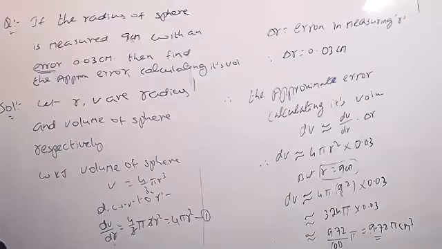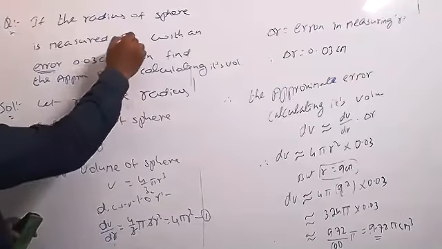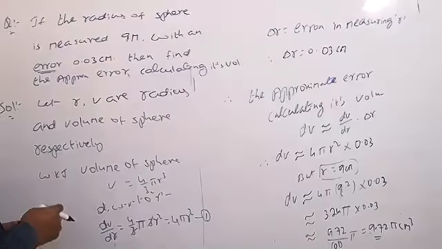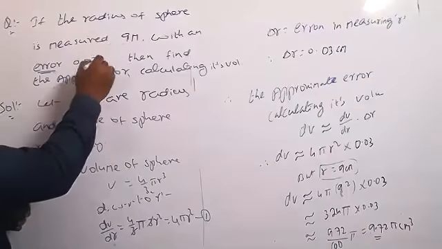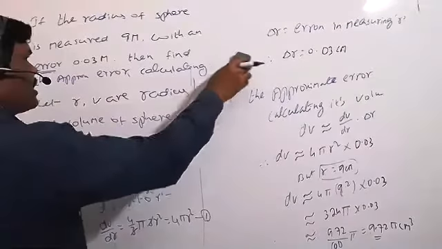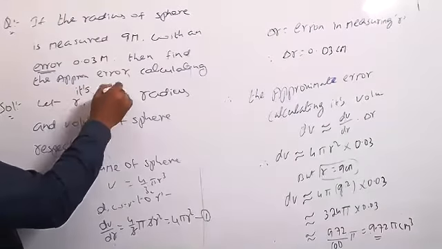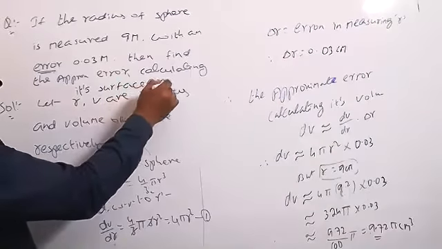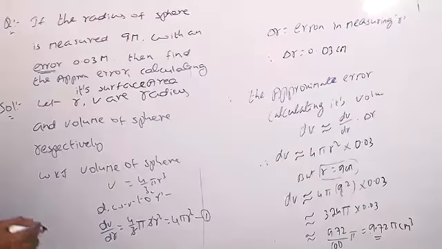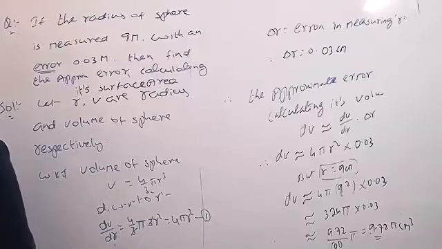Next one you can write now. The next question, same. The radius of the sphere is measured as 9 meters, with an error of 0.03 meters. Then find the approximate error in calculating its surface area. Yes, you start now.